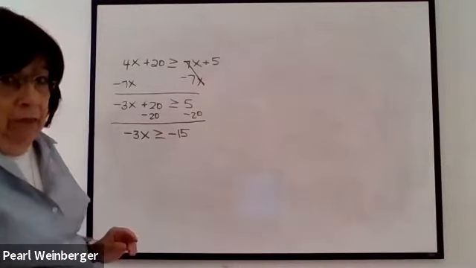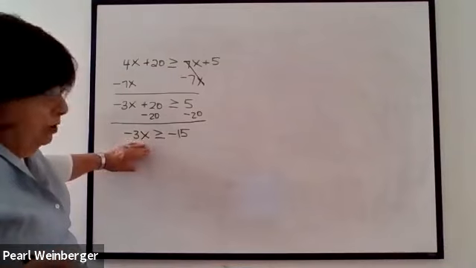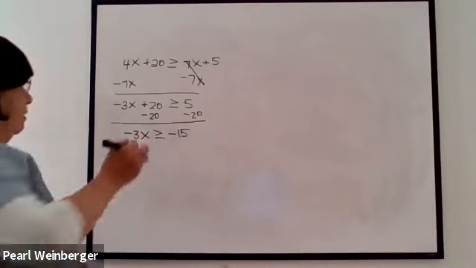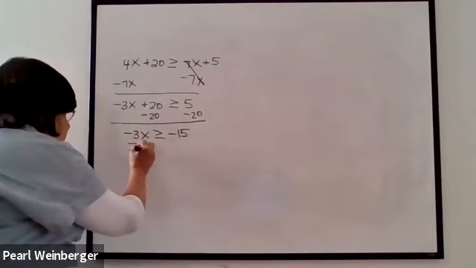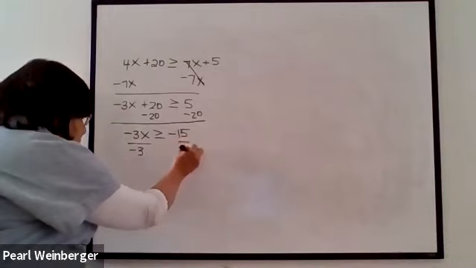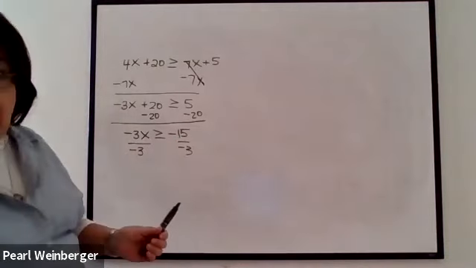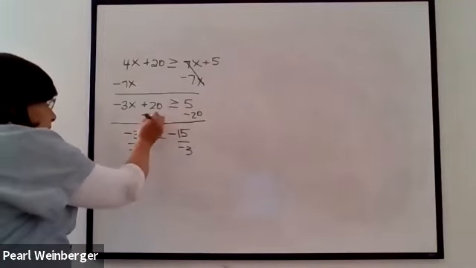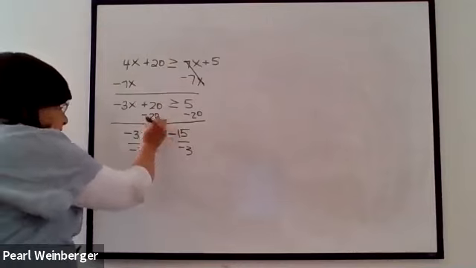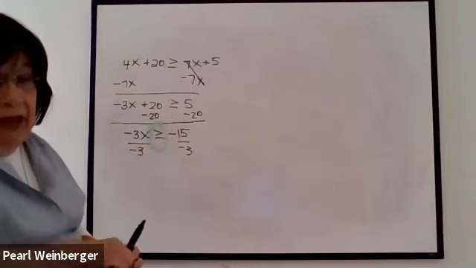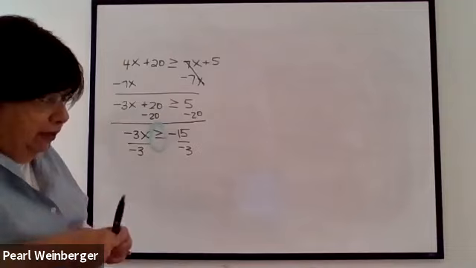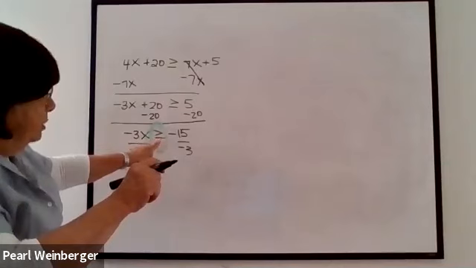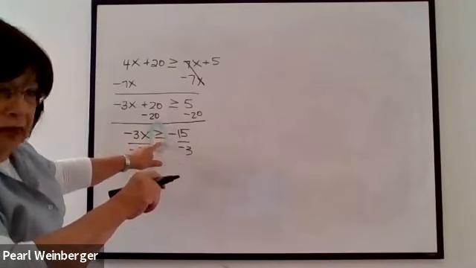I'm fine. But now I have to finish this up. And the way I finish it up is by dividing by negative 3. I'm going to have to divide both sides by negative 3. But here's the one exception, the one thing we have to be extremely careful about, and that's the fact that when you're dividing by a negative number, it switches the direction of the inequality.